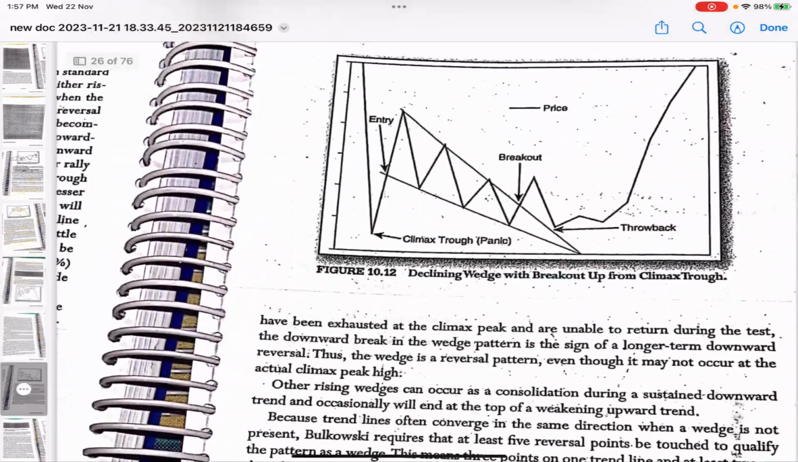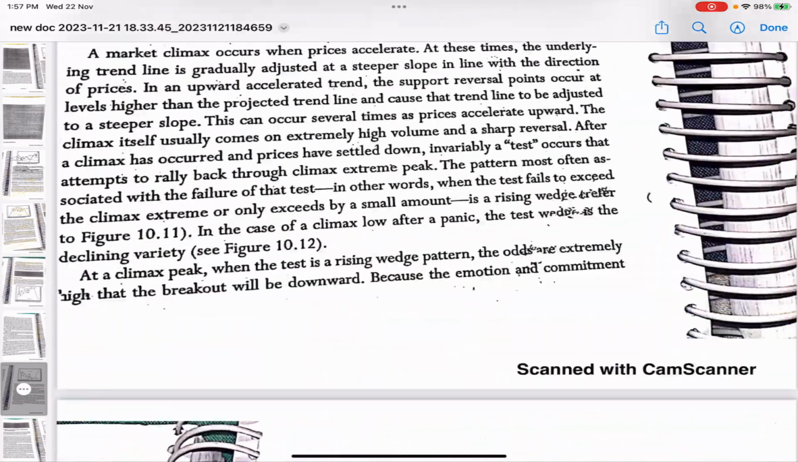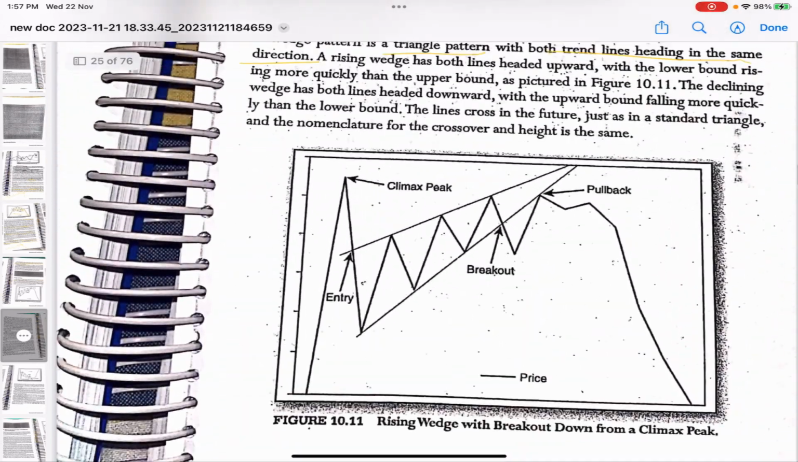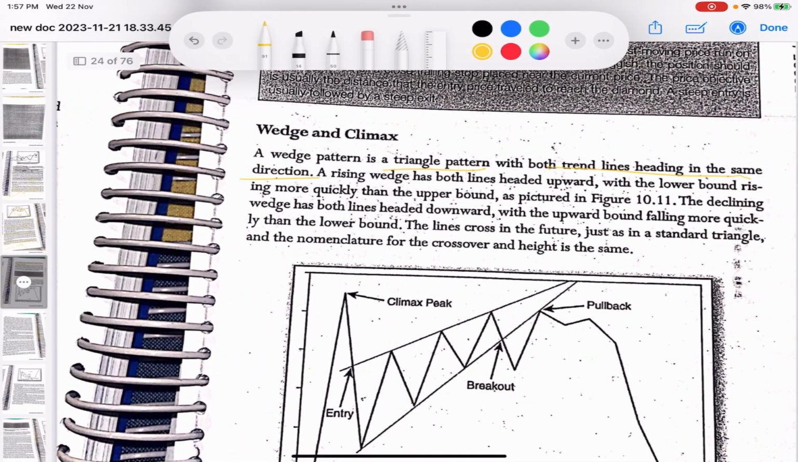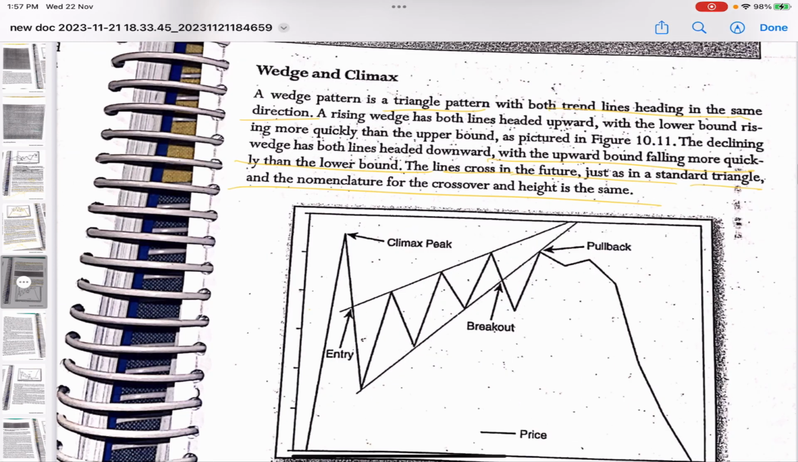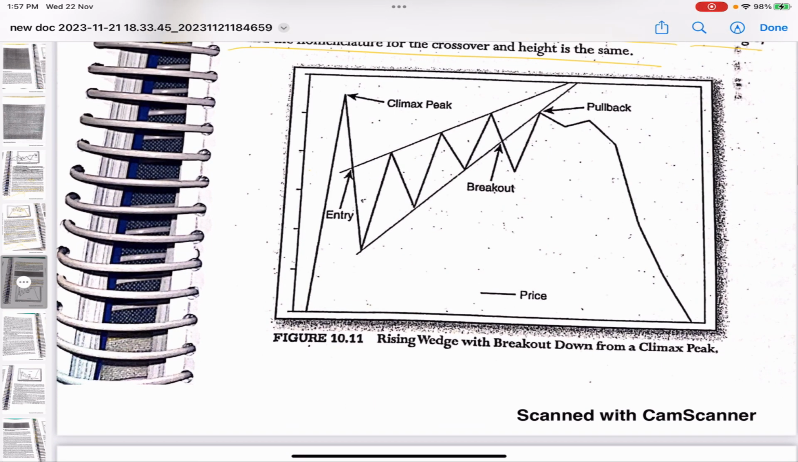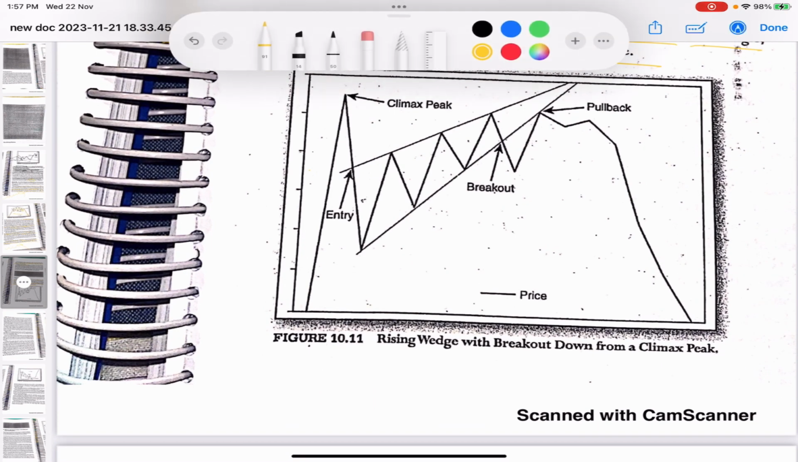And we can see that the upper one is going faster as compared to the lower one. The lines cross in the future just as in a standard triangle, and everything else is the same as a triangle. Wherever the lines meet together, that is known as the apex. So if you see that this broke out and there's a pullback, I would enter over here and it would go down.